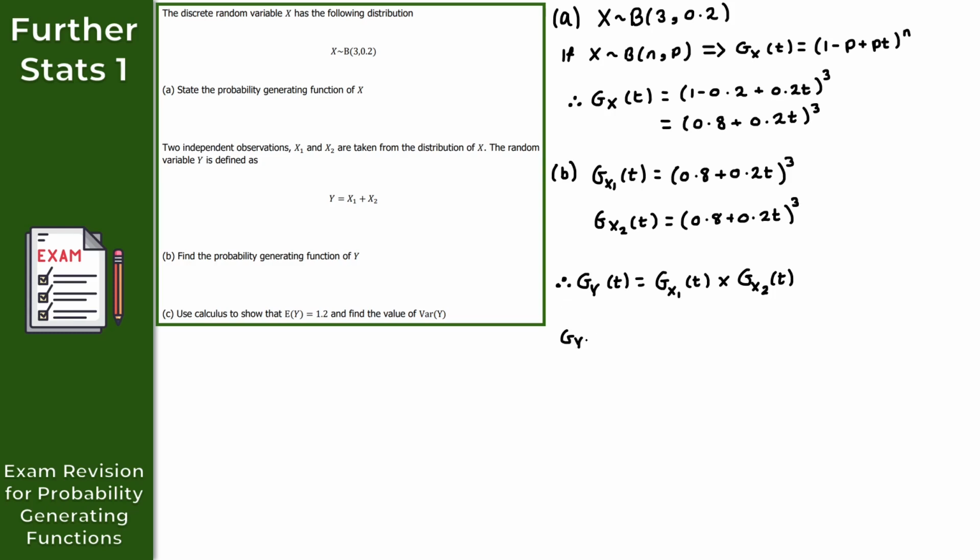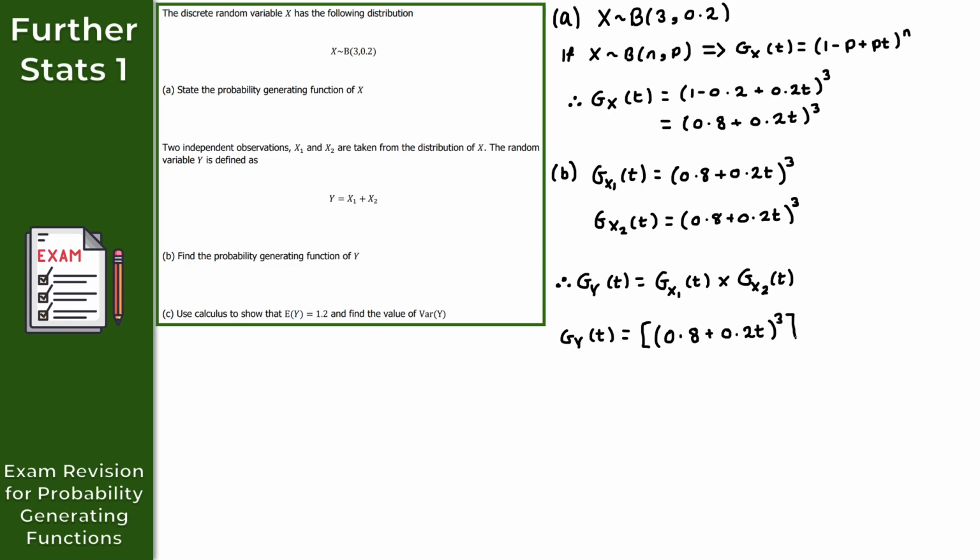Okay, so let's put all this together. So g of y in terms of t, what do I get here then? So g of x1 in terms of t, that's just this here. So I've got this times by itself again. So really what I've actually got here is the square of 0.8 plus 0.2t all to the power of 3. So we've got the square of that, right? So let's put this in brackets. So we've got 0.8 plus 0.2t, and this is all to the power of 3.